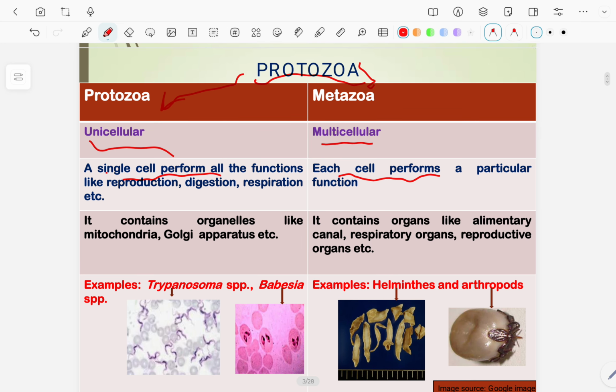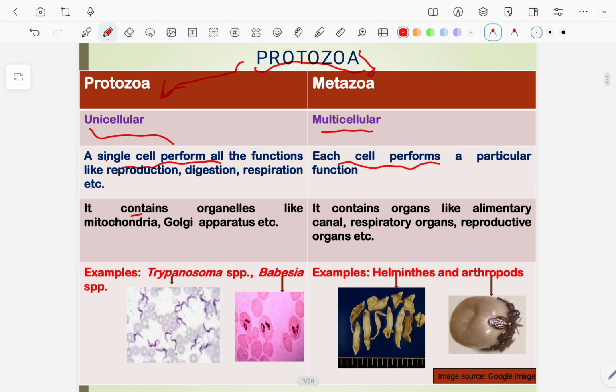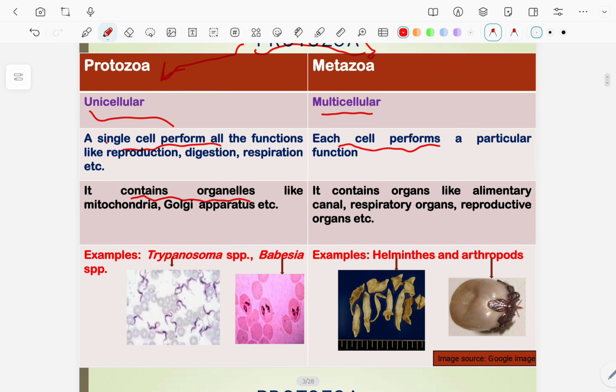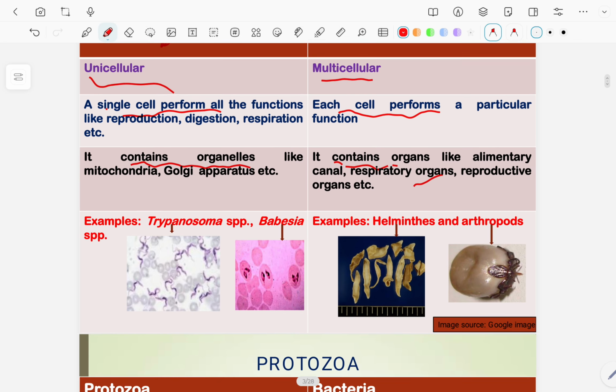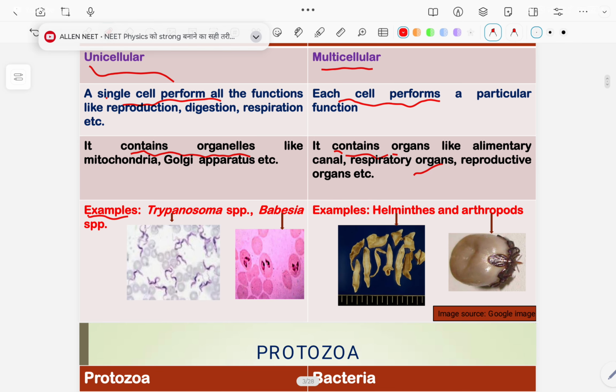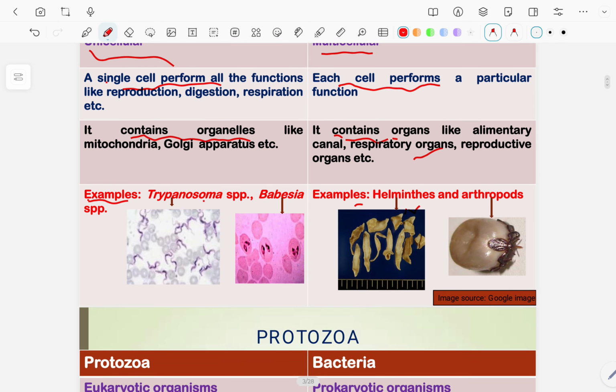In metazoa, each cell performs a particular function. It contains organelles like mitochondria, Golgi apparatus, etc. It contains organs like alimentary canal, respiratory organ, reproductive organ, etc. Example: Trypanosoma, Babesia. Example: helminth and arthropod.